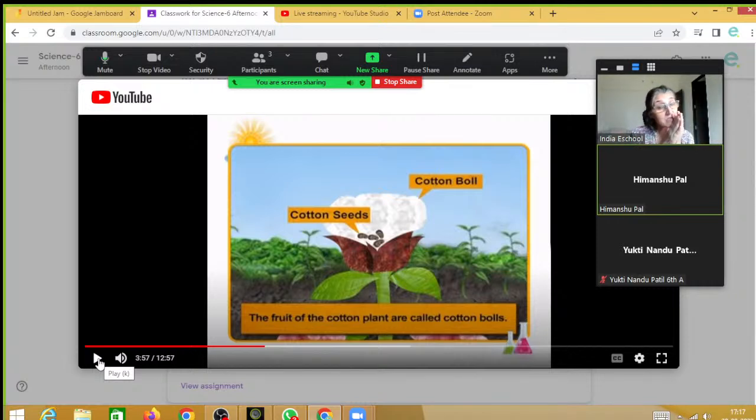Now what we have is a cotton ball. Can we make it into a fiber, or is it still a plant? Let's see that. Okay?